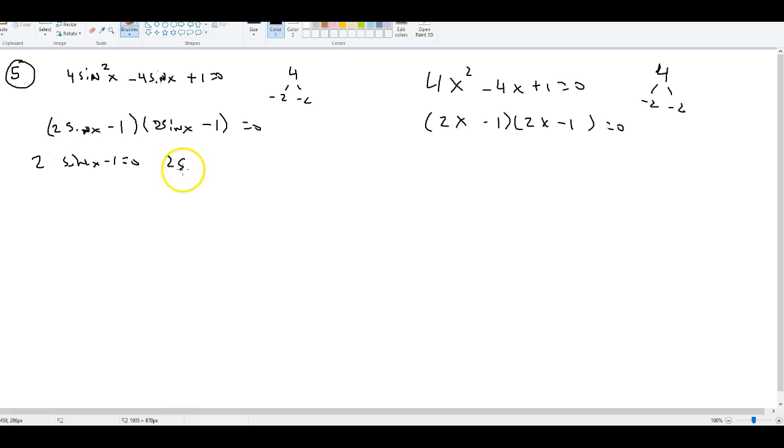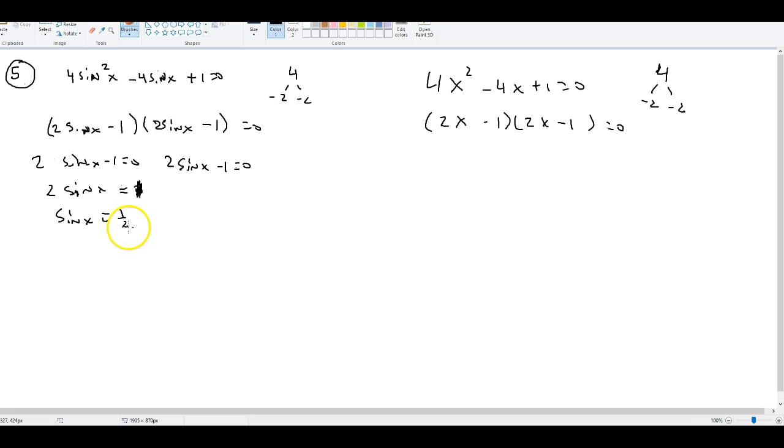And then 2 sine x minus 1 equals 0. These are the same thing, so I'm not going to solve it twice. I'm going to go 2 sine x equals 1. Oops, 1 there. And then that means sine x has to equal 1/2.